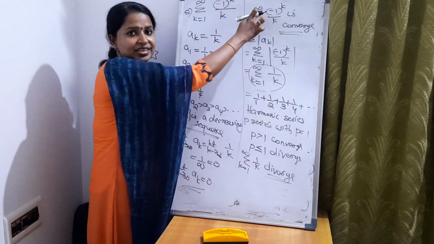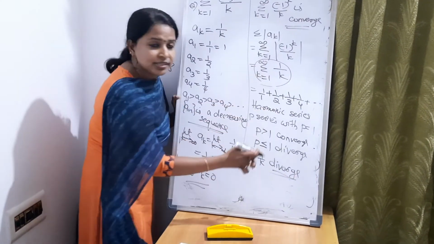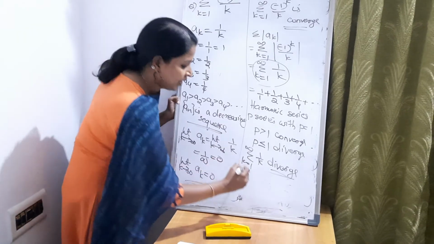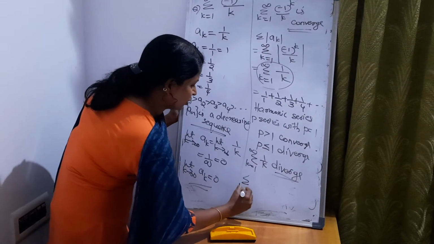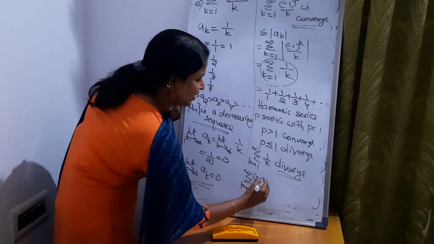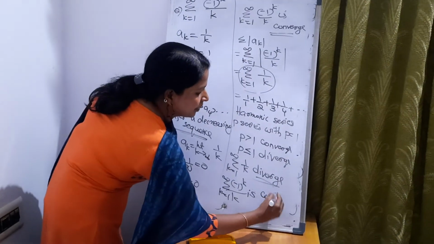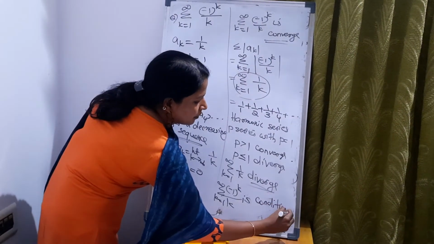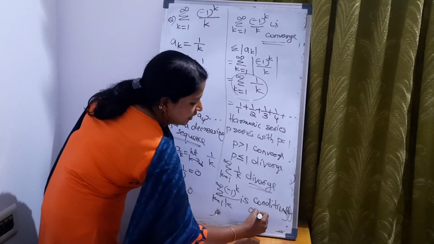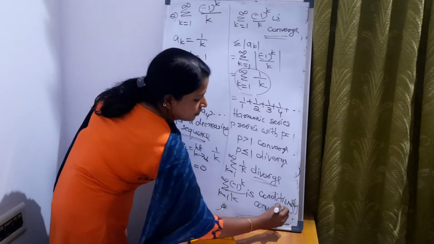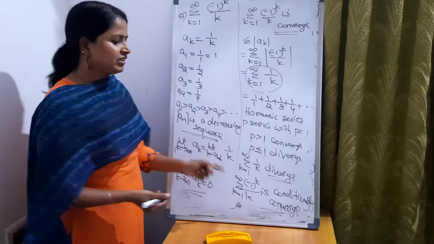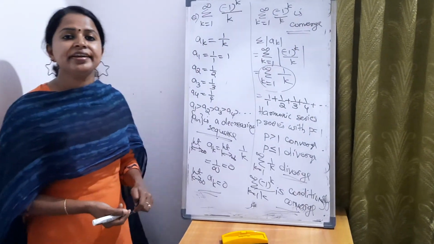Listen, here the series converges, but the modulus of the series diverges. That means the given series, sigma k equal to 1 to infinity, is conditionally convergent. The given series is conditionally convergent.